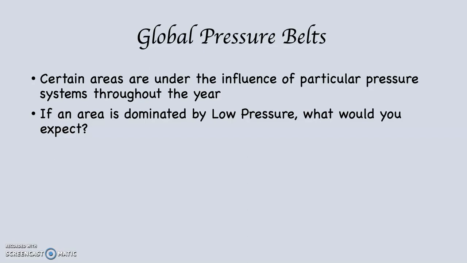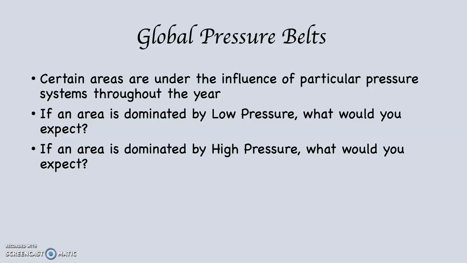So in other words, if there was a place on the planet that throughout almost every day of the year, low pressure is the dominant pressure system, what would you expect in that area? Would you expect that area to be wet or dry? Wet. Because of that, would you expect that area to be heavily vegetated or not very vegetated? Heavily vegetated. Good.